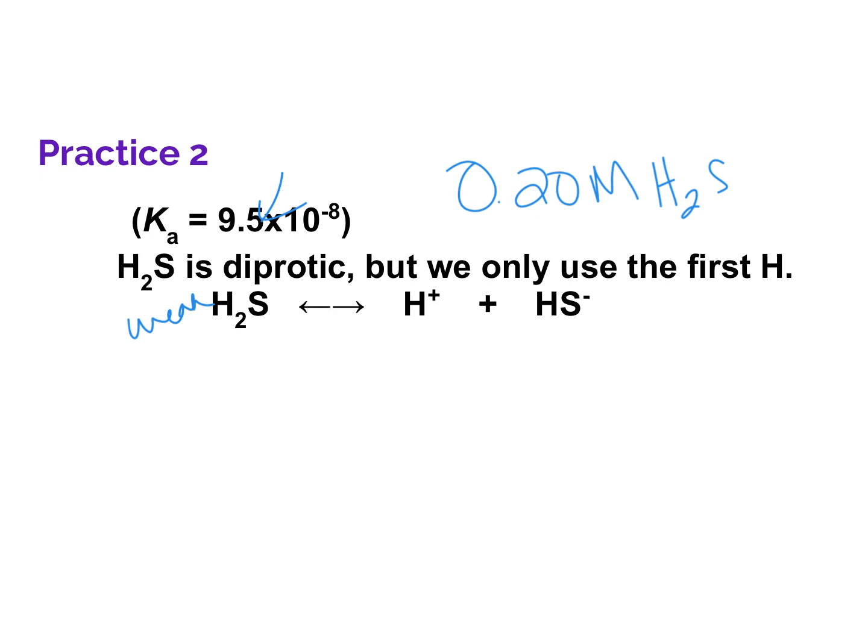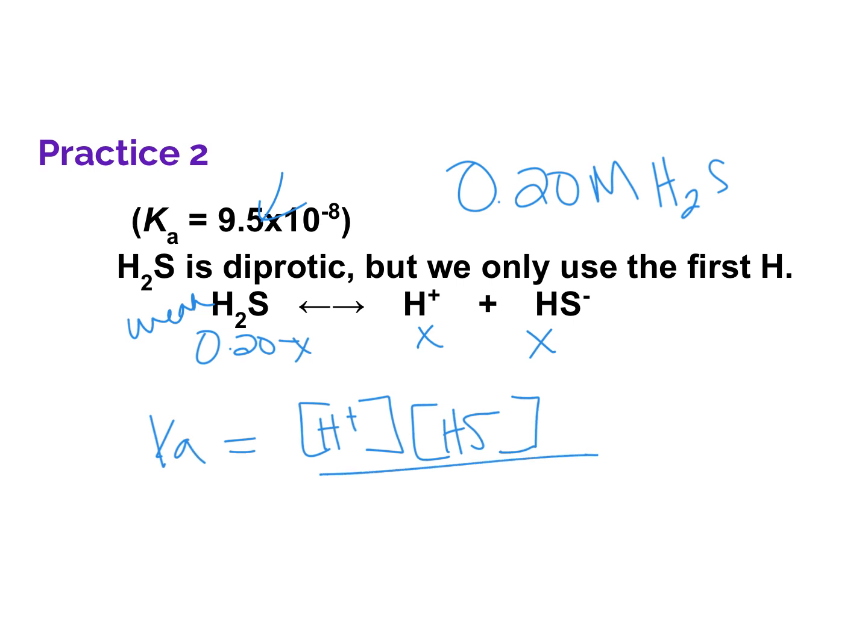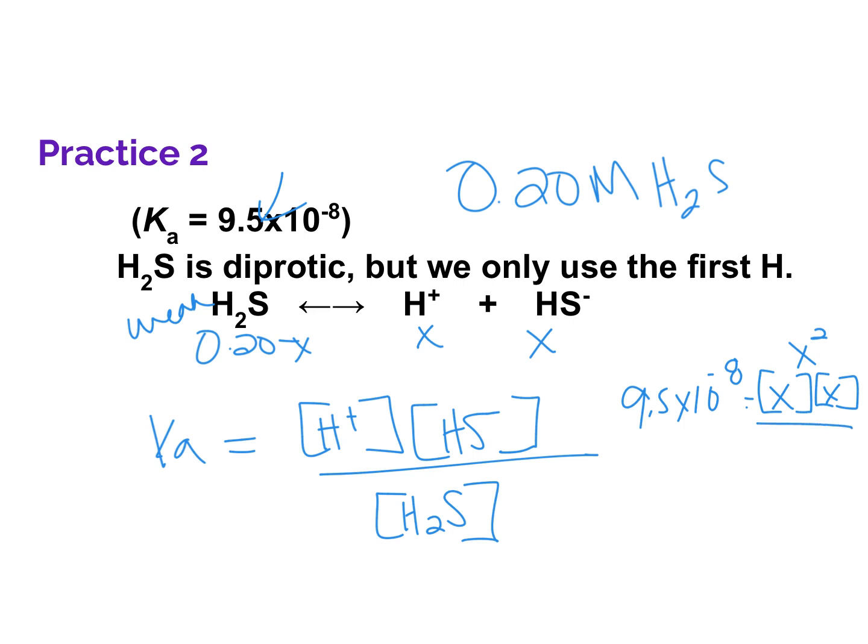We're going to say that our H2S is 0.20 minus x, x, x. Our Ka is going to be the H plus, HS minus. There are no coefficients, so no superscripts, H2S. So then we put in our values, so 9.5 times 10 to the negative 8, and then that's x times x, which really gives us x squared, all over the 0.20 minus x. We ignore this because it's so small.